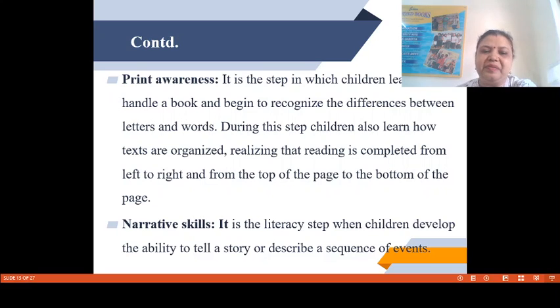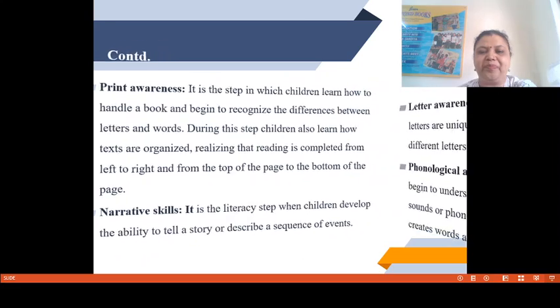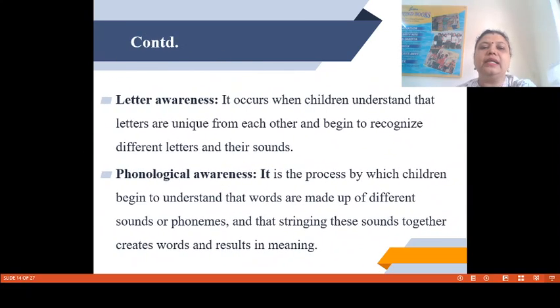Next one is narrative skills. It is the literacy step when children develop the ability to tell a story or describe a sequence of events. Next is letter awareness. It occurs when children understand that letters are unique from each other and begin to recognize different letters and their sounds. They can easily make a distinction between the letters.